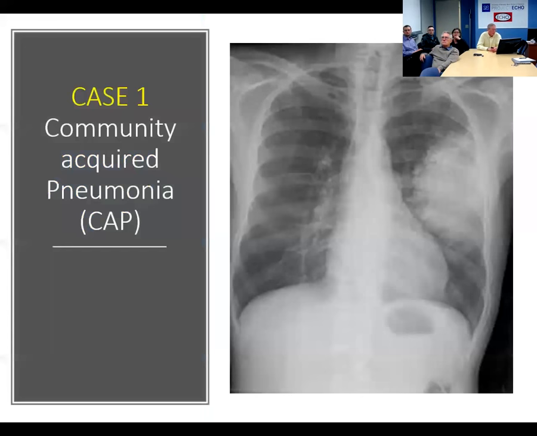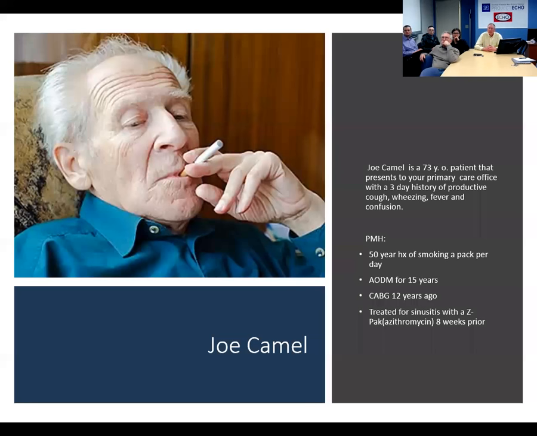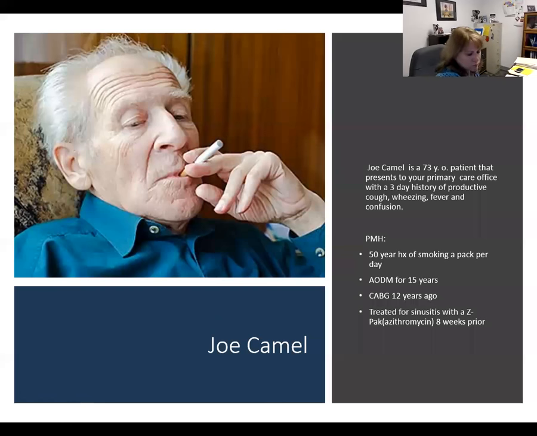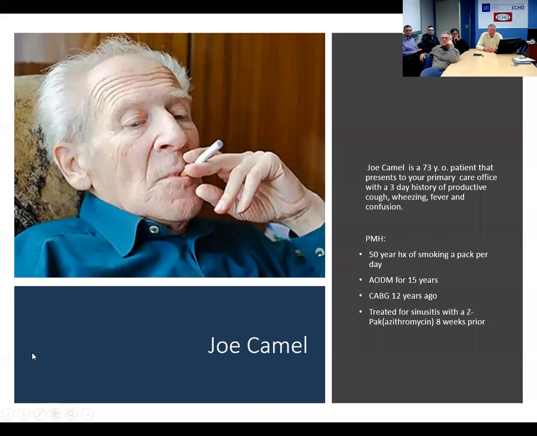All right, case one is a community-acquired pneumonia. This is Joe Camel. He allowed me to put his picture on for the talk. Mr. Camel is a 73-year-old patient. He presents to your primary care office with a 3-day history of productive cough, wheezing, fever, and confusion. And again, he's got comorbidities: history of COPD, diabetes, heart disease, and was recently treated for sinusitis with an azithromycin pack a few months prior.